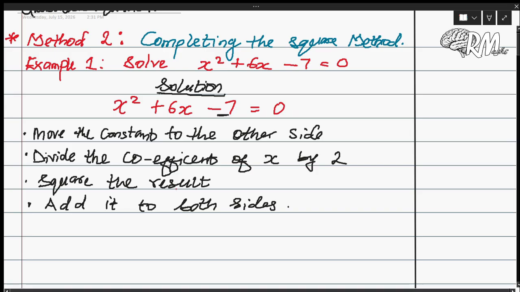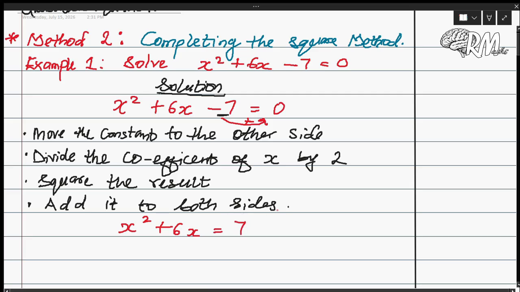Now with this 4 procedure, I'm going to use it to answer the question x squared plus 6x minus 7. Now the first one says move the constant to the other side. The constant, which is minus 7, we have to take it to the other side. And when it's going to the other side, remember that our minus becomes positive. So I'm going to have x squared plus 6x equals 7. I'm done with the first procedure.